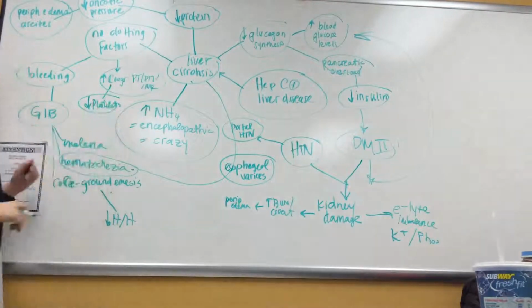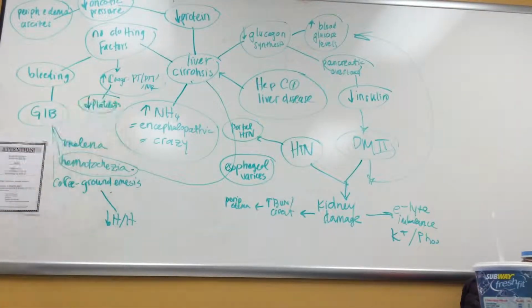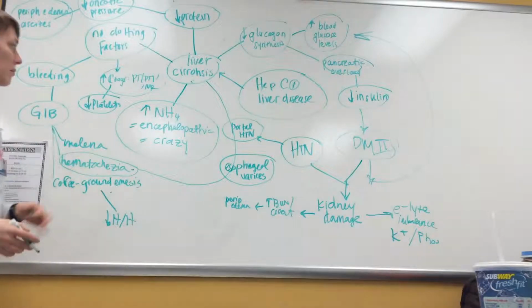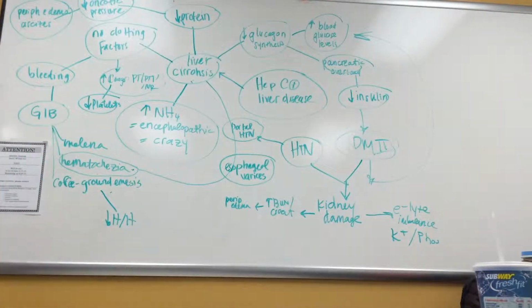All right, so then we're going to see lab numbers that are going to show low coags and low platelets. All right? I don't know why I stop circling things sometimes. You guys are just going to have to figure it out.